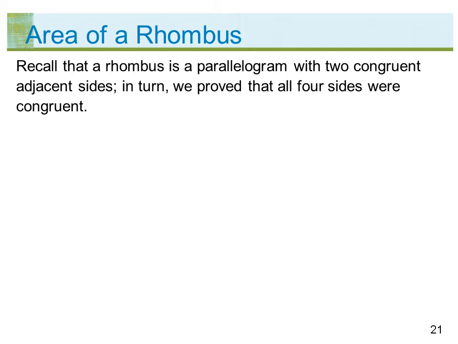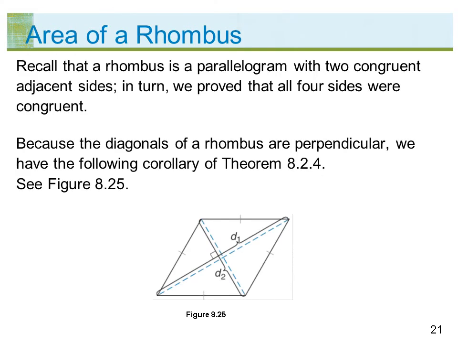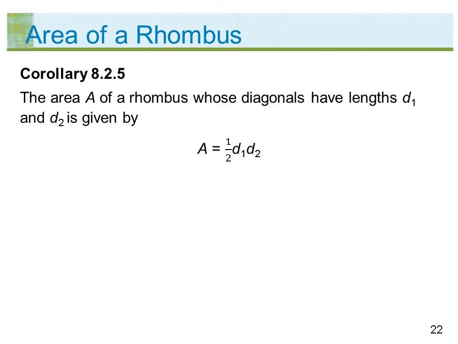Recall that a rhombus is a parallelogram with two congruent adjacent sides. In turn, we proved that all four sides were congruent. Because the diagonals of a rhombus are perpendicular, we have the following corollary of theorem 8.2.4. See figure 8.25. Corollary 8.2.5.